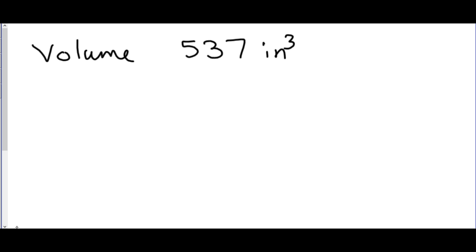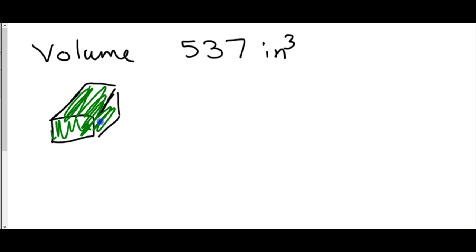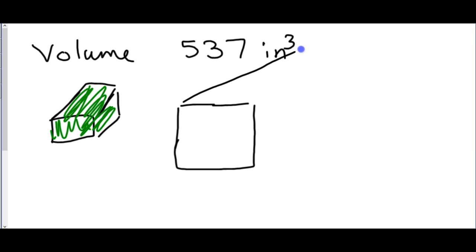So we have some sort of shape. Doesn't even matter what it is. I'm going to stick with a rectangular prism just so we have something to look at. Right now we know if we filled up this prism, if we filled everything on the inside, that would be 537 inches cubed. We don't know what the sides are, but we know we're going to triple the lengths of the sides. We're going to make this shape bigger.